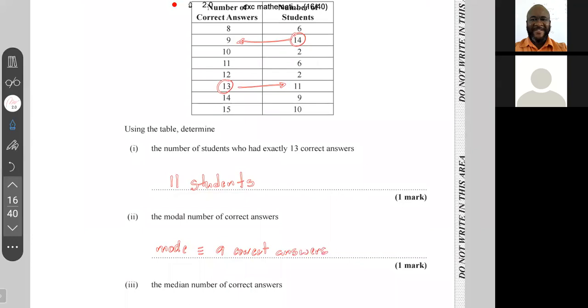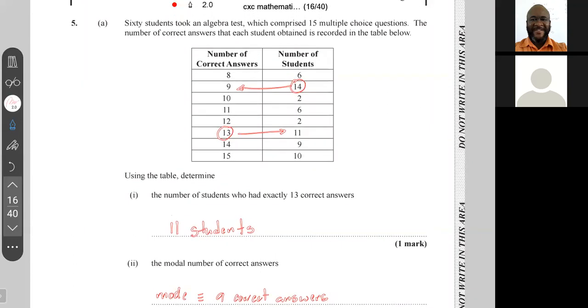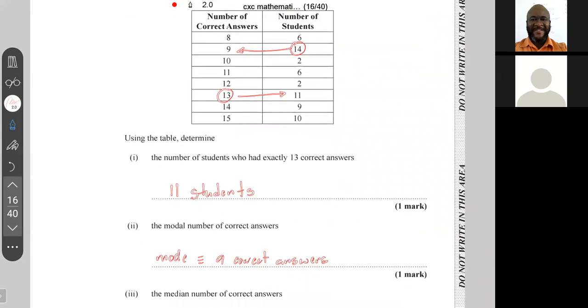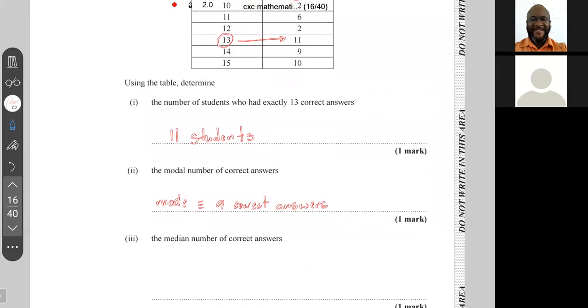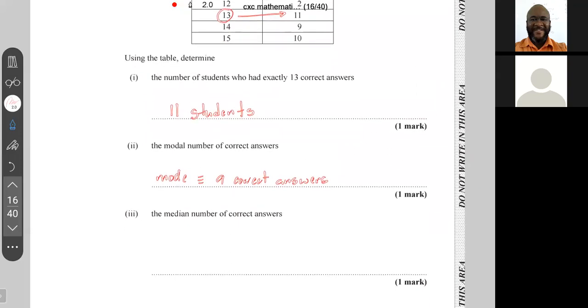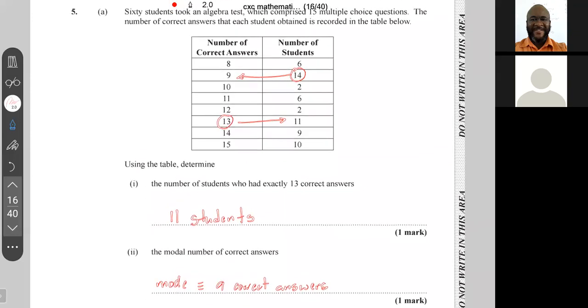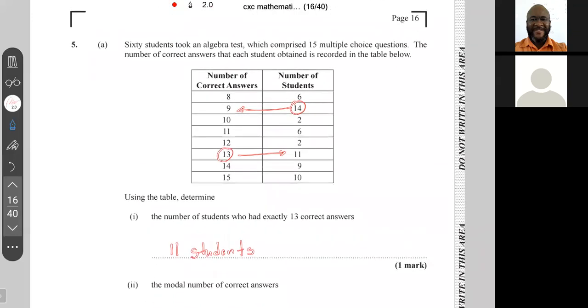The mode is the value with the highest frequency. Next, we're asked for the median. Guys, when you have ungrouped data and you're asked for the median, you must put in the cumulative frequency.